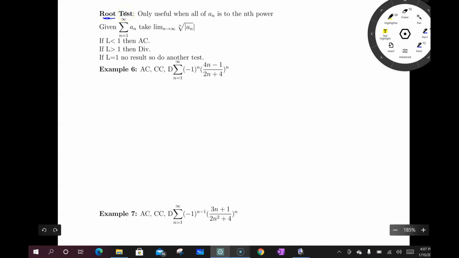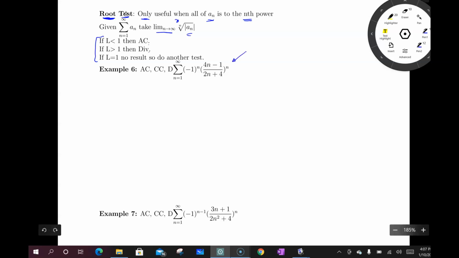Okay, so the next test we're going to do is called the root test. This test is useful only when everything is to the nth power. What you do is you take the limit as n goes to infinity of the nth root of the absolute value of the nth term. If you see these results, don't they look just like the ratio test results? They are. If the limit is less than 1, it's absolutely convergent. Greater than 1, divergent. Equal to 1, you have to do another test.